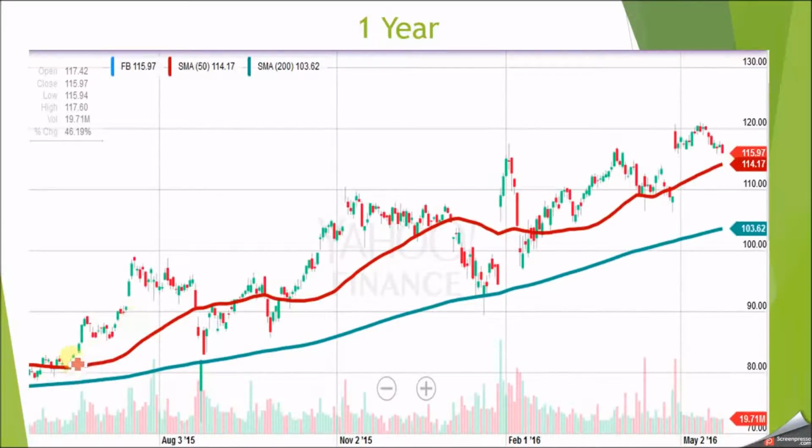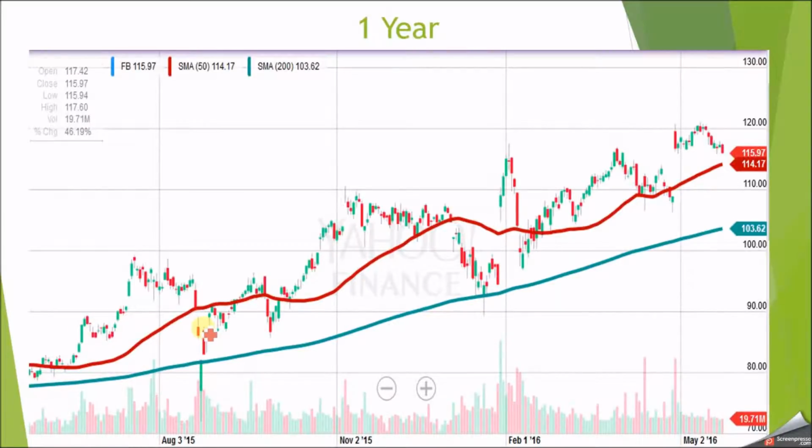So we see that the 50-day is hit here, and then it bounces off of that 50-day to make higher highs and higher lows. Then we get some congestion in here. It falls through that 50-day, and we all know what that means.